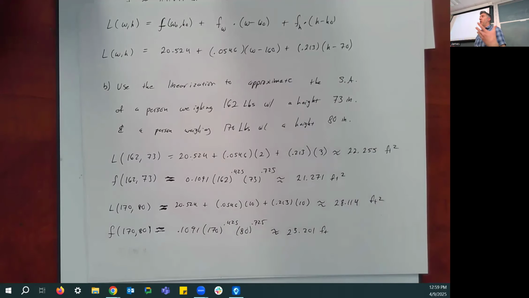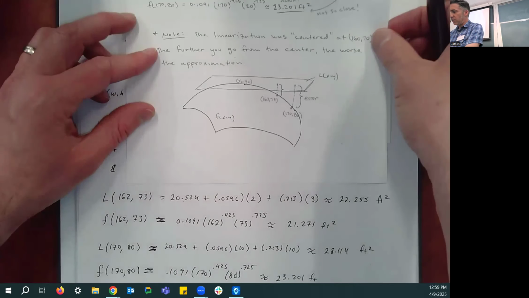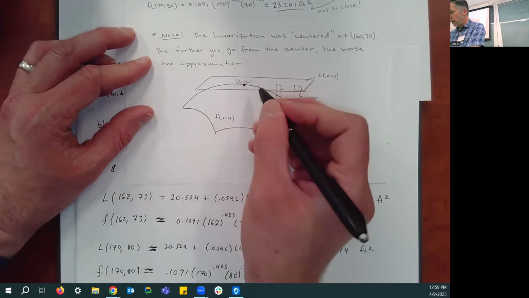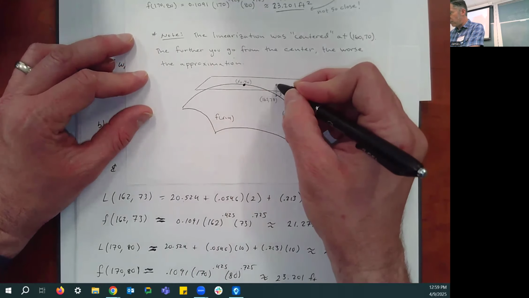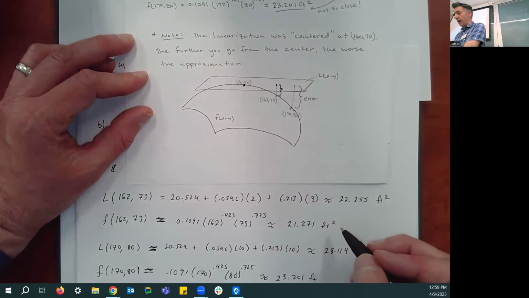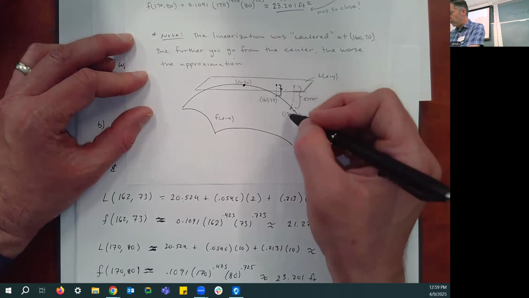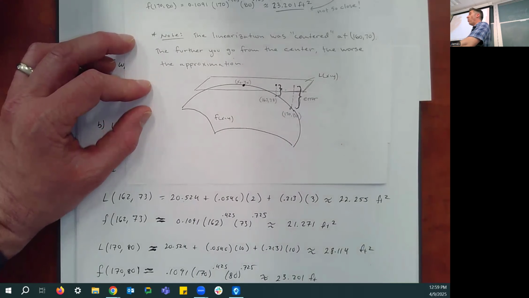And the reason we're off by so much more is because we've moved further away from the point of tangency. I'll show you this picture instead of trying to draw it. Here's a picture kind of showing this. The idea here is that, you can't see that. Let me go there. So here's our point of tangency, and here's our tangent plane, and here's our surface. The closer point, 162, 73, has a difference that's not nearly as big as the difference when we plug in 170, 80, which is much, much larger because the tangent plane is further away from the surface the farther away you go from the point of tangency, typically.